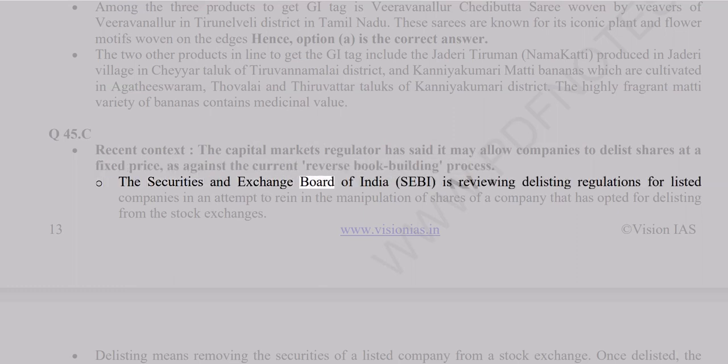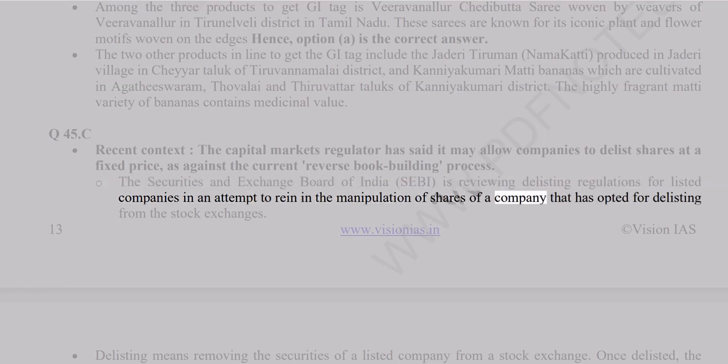The Securities and Exchange Board of India, SEBI, is reviewing delisting regulations for listed companies in an attempt to rein in the manipulation of shares of a company that has opted for delisting from the stock exchanges.